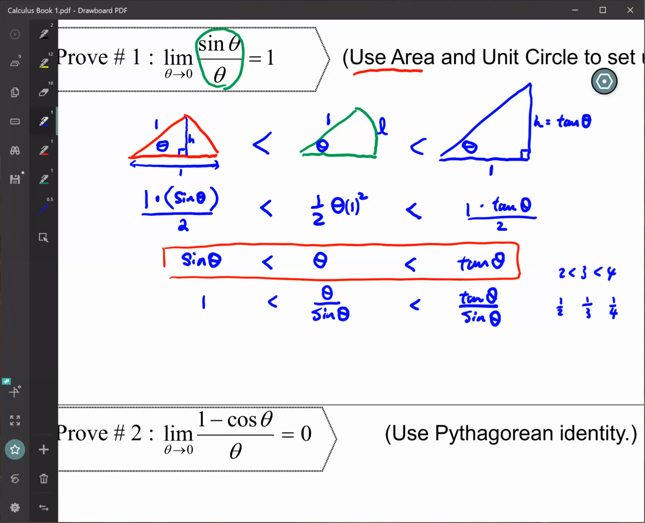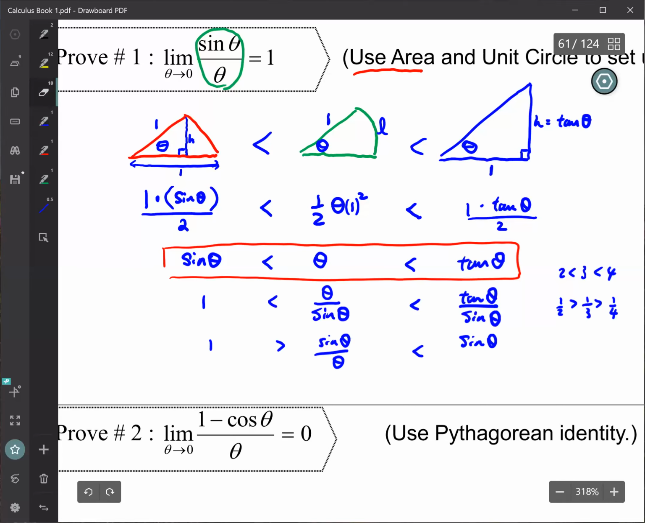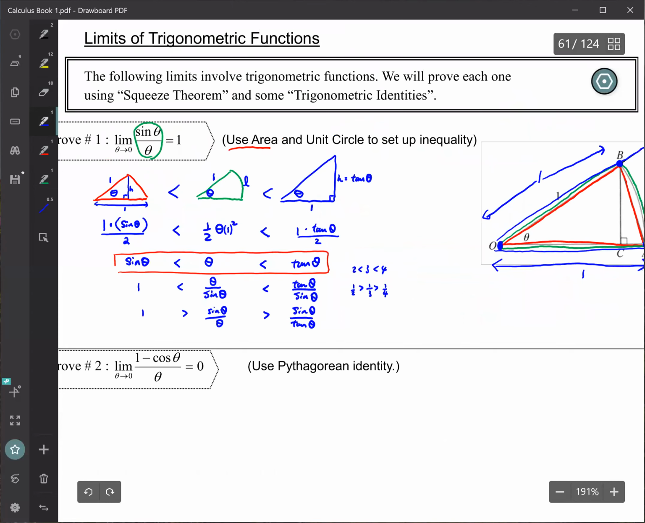Now, is it still in the same order? Is it still from small to big? No. So you gotta flip all the signs. Yeah, we got to flip. Okay, but the middle one is still staying in the middle. That's the point, right? So I'm going to flip everything and make it upside down, and then at the same time, flip the inequality. Right? Almost done.